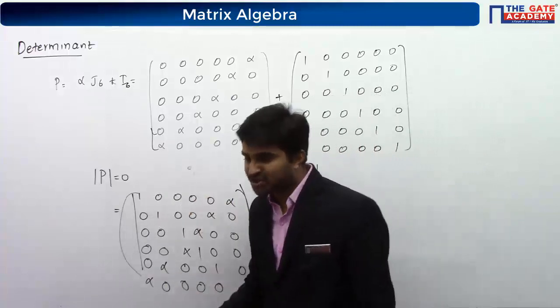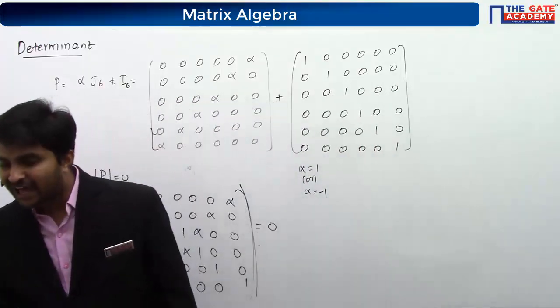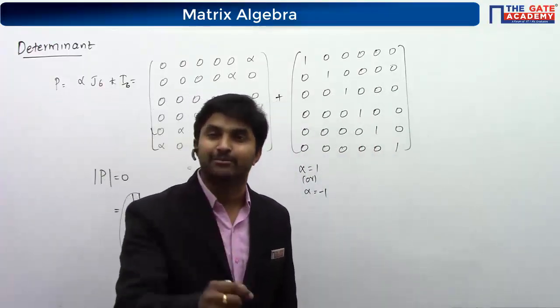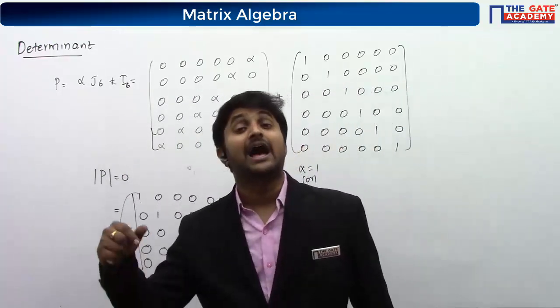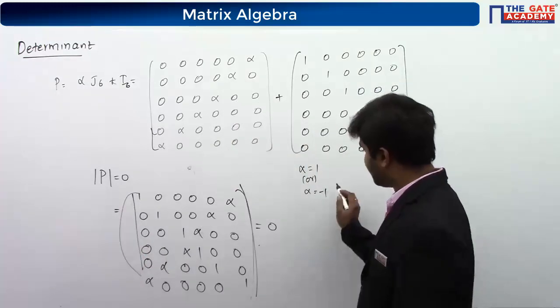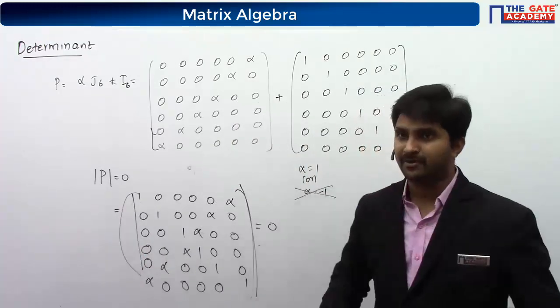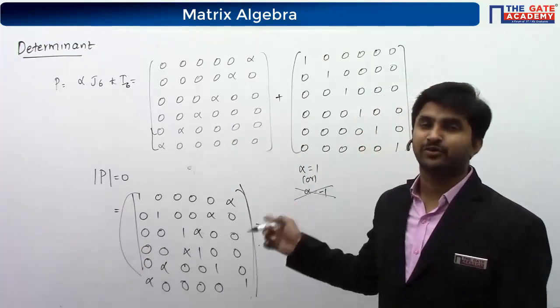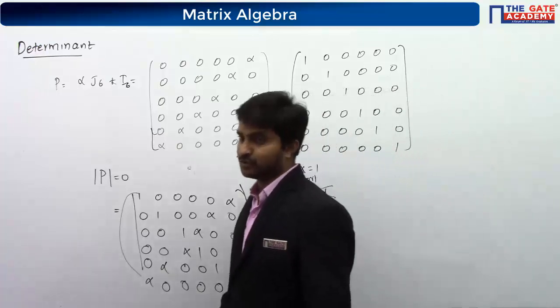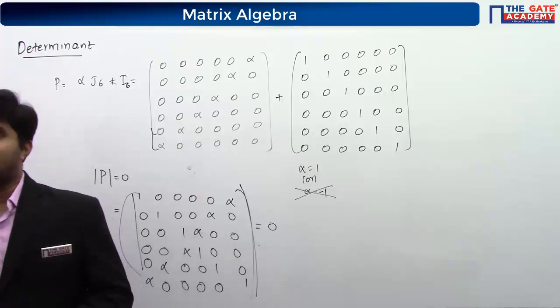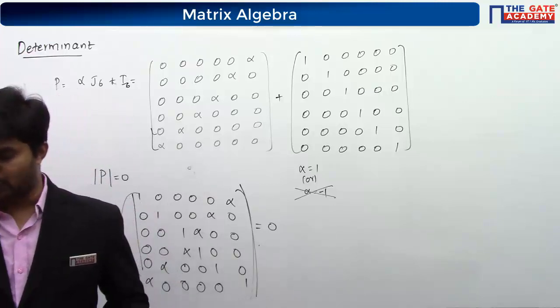But in the question, it is given that alpha is a non-negative real number. It means that alpha cannot be negative. It means this possibility is removed. If this possibility is removed, there is only one option which can satisfy, which is alpha equal to 1. So the answer for the question is alpha is equal to 1.